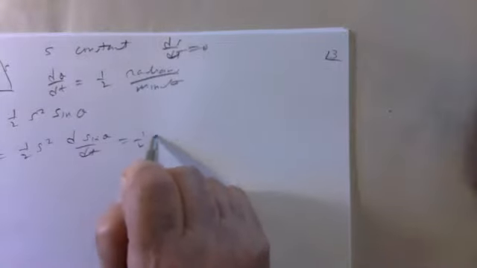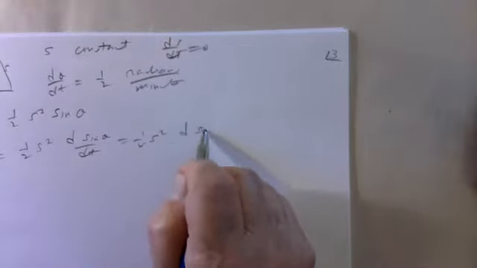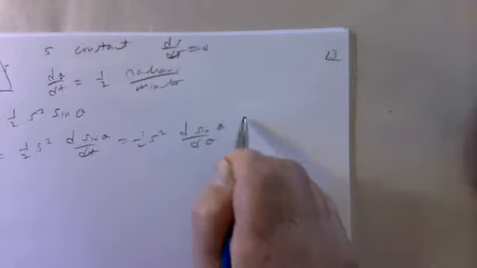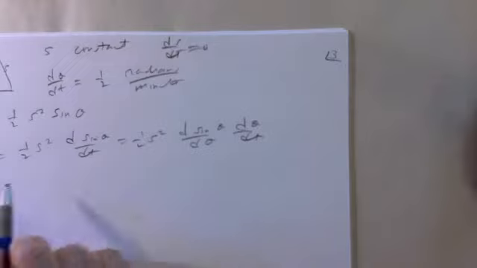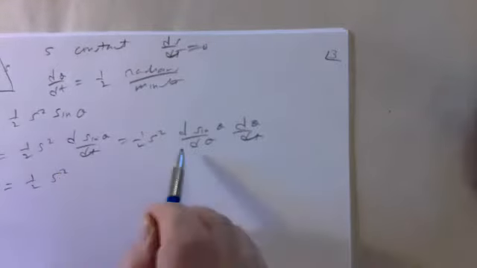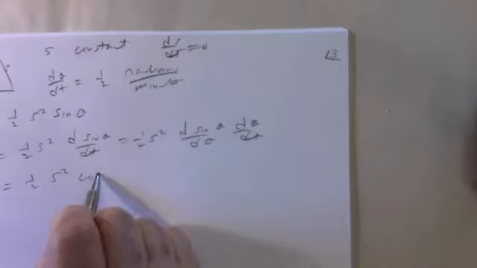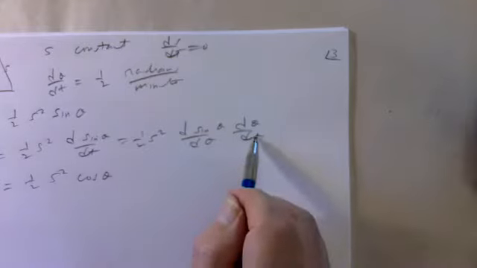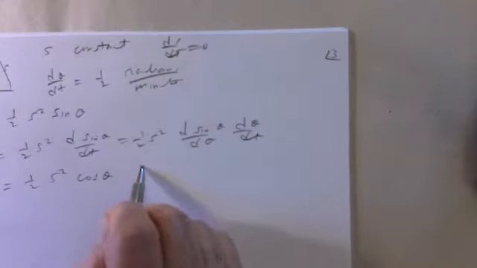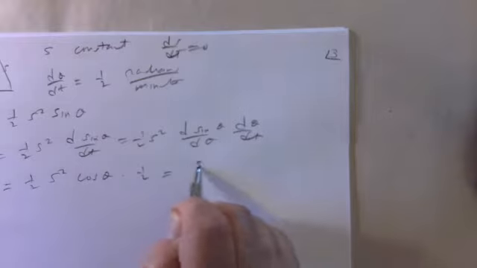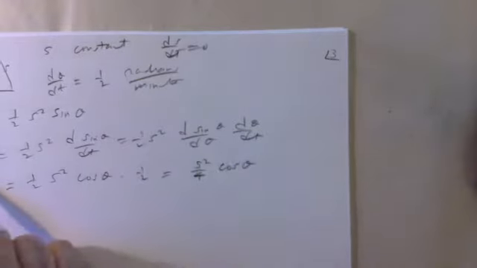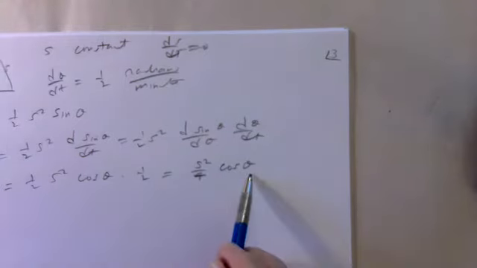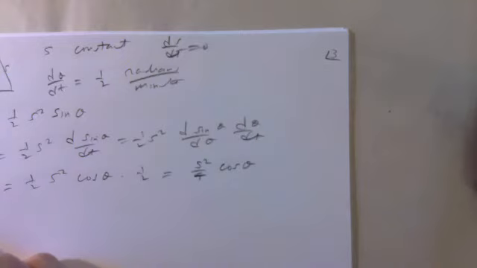Which is a half s squared, derivative of sine theta with respect to theta, d theta/dt. This is equal to 1/2 s squared. The derivative of the sine is the cosine, and we're told d theta/dt is a half. So we have s squared over 4 cosine theta. So at any angle theta, this is the rate at which the area is changing.